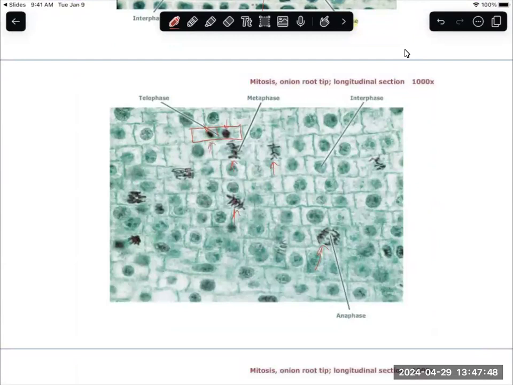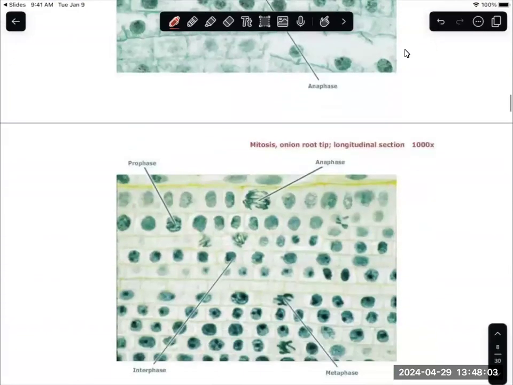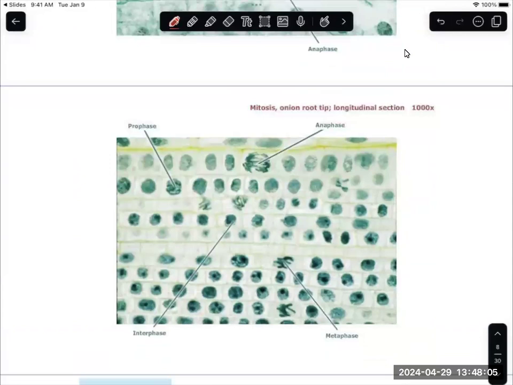Here's that telophase. Let's look at some others. There's anaphase. The cell hasn't started pinching off yet, but you have those two different groups of chromosomes splitting apart. Here you can see those early parts of anaphase because they're starting to split apart. Metaphase, they're all lined up in the middle. Prophase, you start to see something's happening.